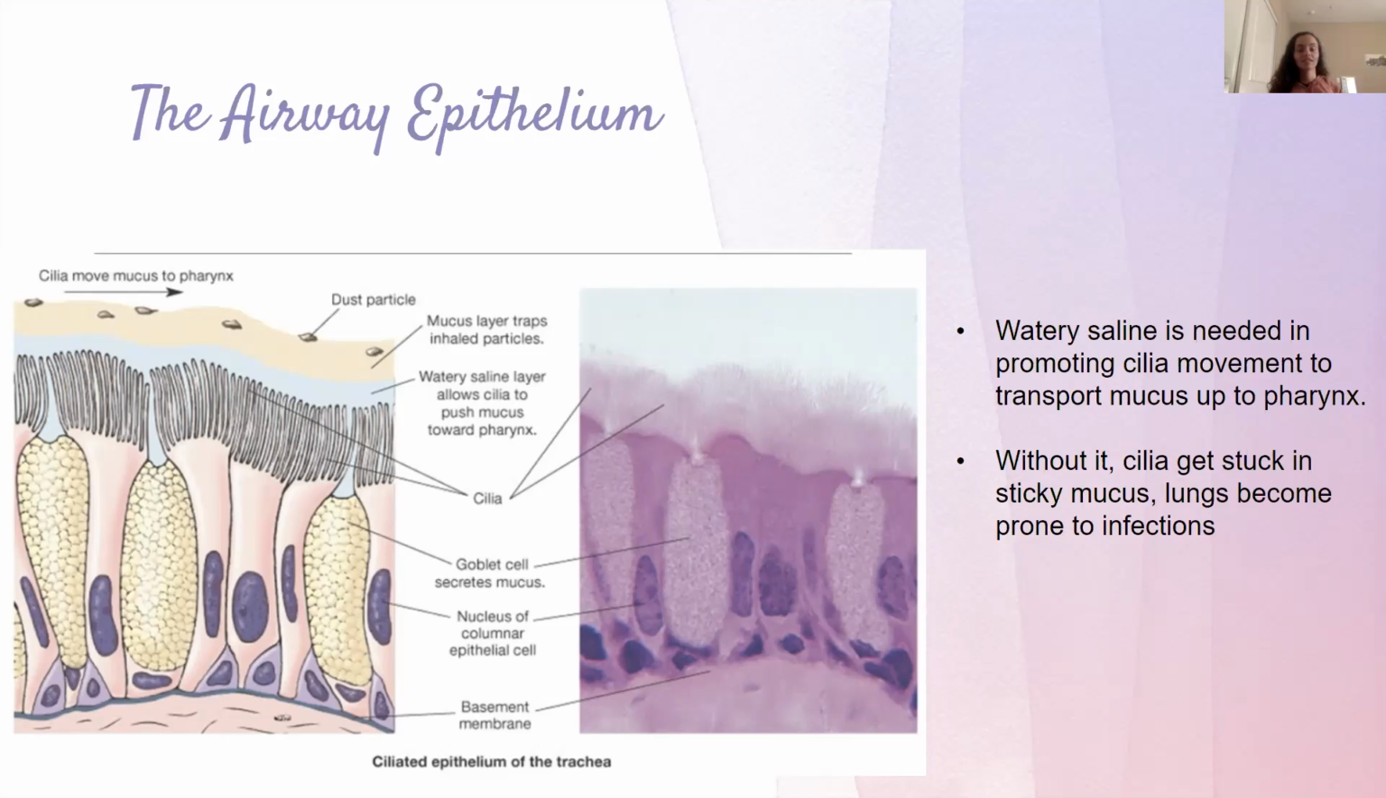So the saline is very important, and we'll talk in a minute about a disease where we have a dysfunction in this saline, which is cystic fibrosis, and that causes a very sticky mucus. That can actually be a very lethal pathology later on, because what we end up with are these very bad lung infections.